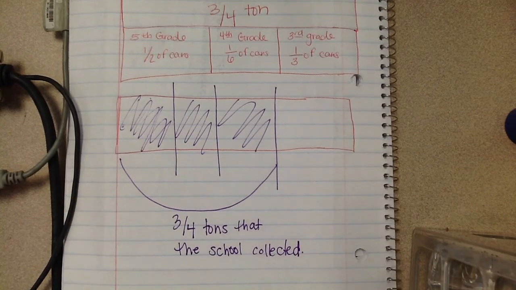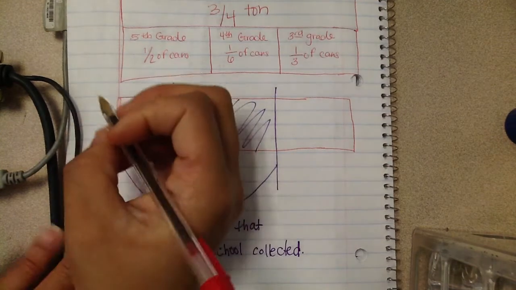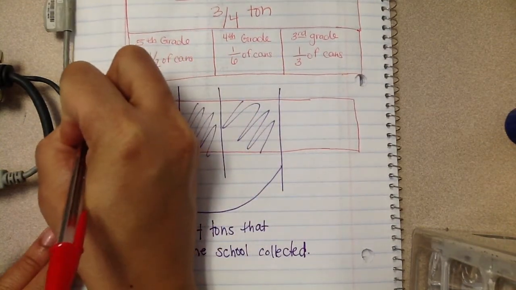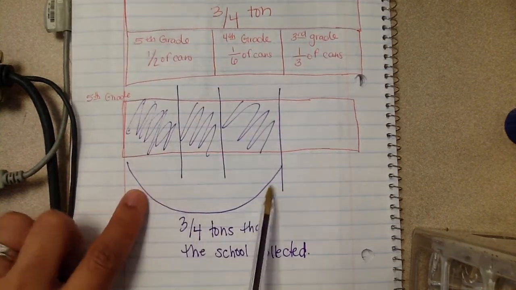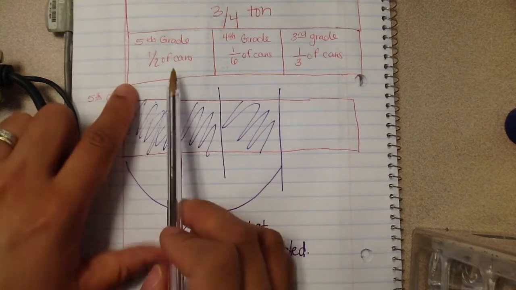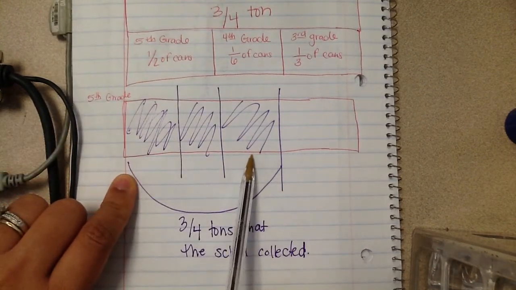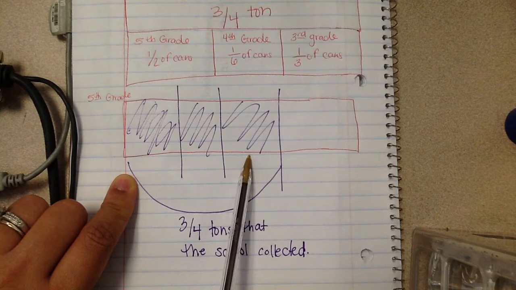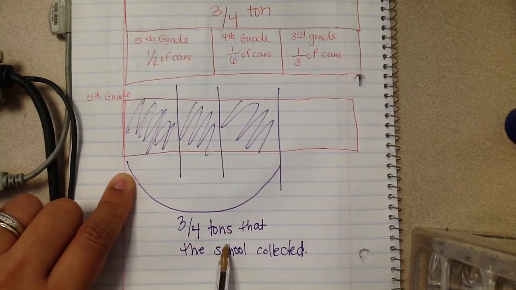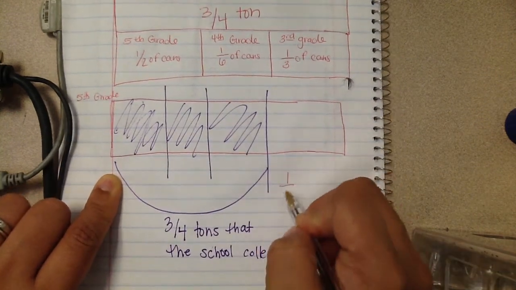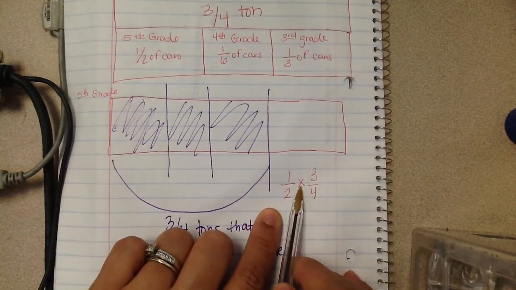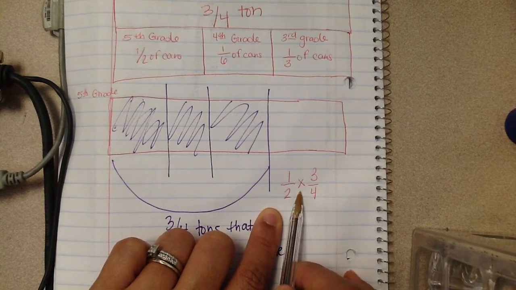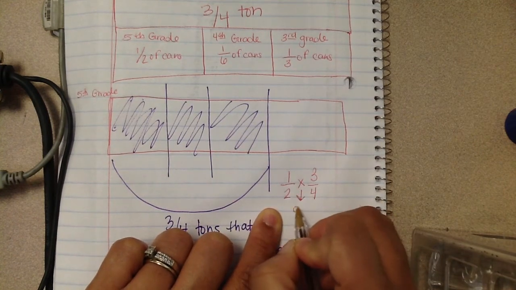Okay. Then what I need to do is let's work with 5th grade first. So I'm going to label my little fraction bar over here and say this is going to represent what 5th grade collected. Of those 3/4 tons, 5th grade collected half of those 3/4. Okay, so that means I'm really finding out 1/2 times 3/4 for 5th grade. 1/2 times 3/4, because 5th grade collected half of 3/4, and this little sign can interchangeably mean of.